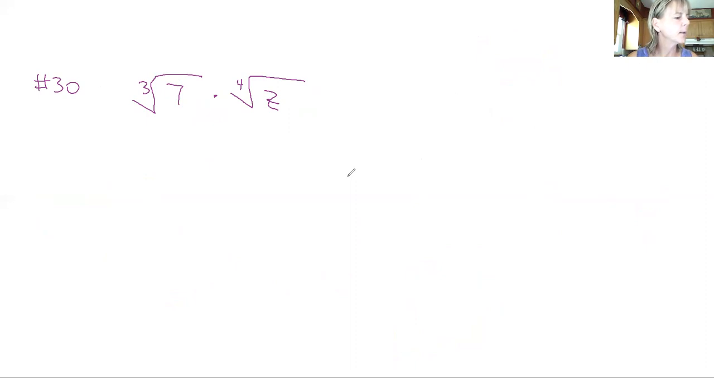So use rational exponents to write as a single radical. So it's the same exact thing. Now, 7 to the 1/3 times z to the quarter. Now here you can't use the product rule. You see what I'm saying?